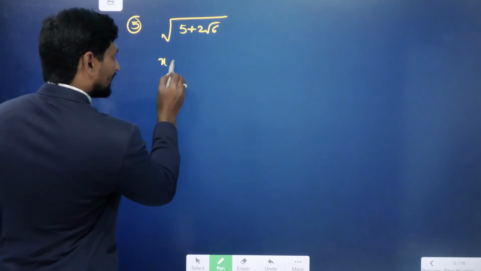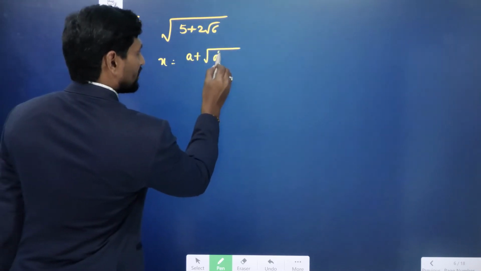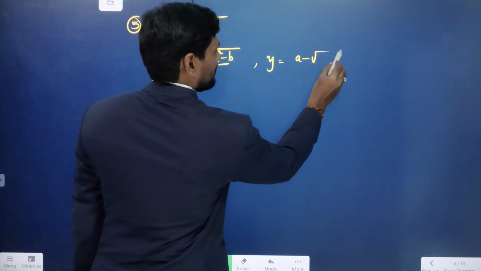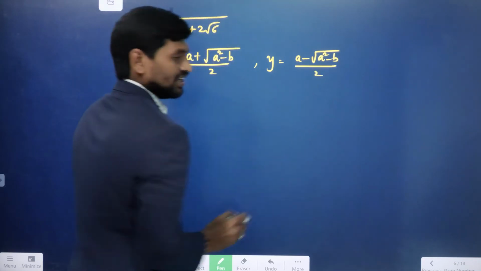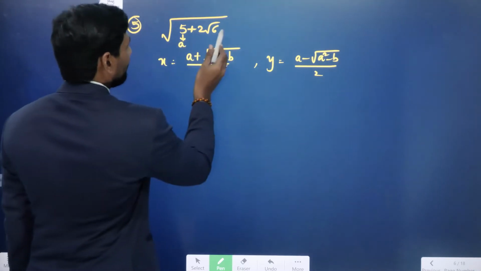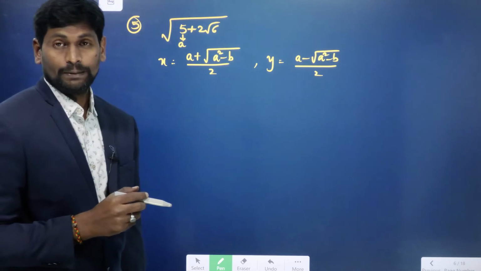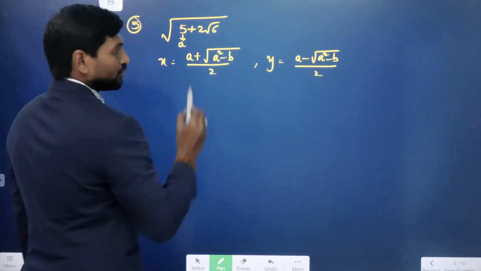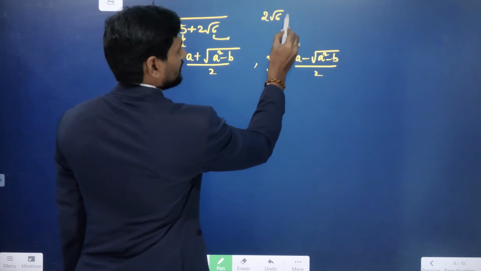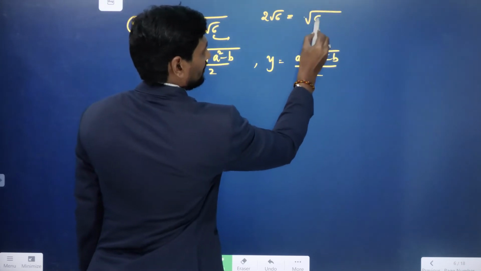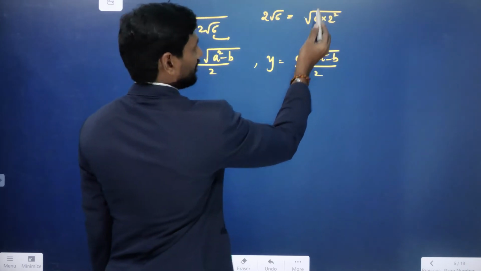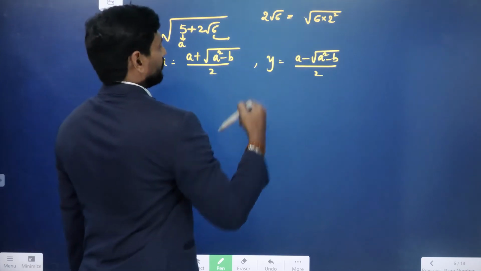What is that x value? X is equal to a plus root over a square minus b, by 2. Y value is a minus root over a square minus b, by 2. Let us try to substitute. Here a value is 5. We need to find b value also, right? A plus root b: if you take the 2 inside, it will be 4 times 6, 24. B value is 24, because 2 root 6 can be expressed as root of 2 square times 6. When you take this 2 inside, it becomes 2 square. Then the square root cancels, and outside only 2 will come. 4 sixes are 24. So b value is 24.